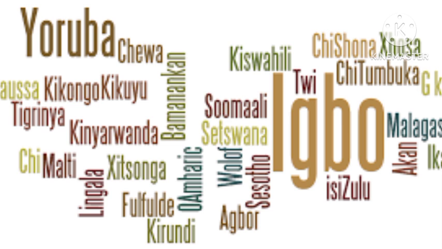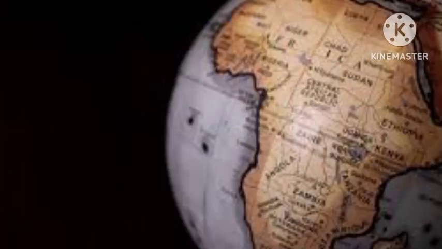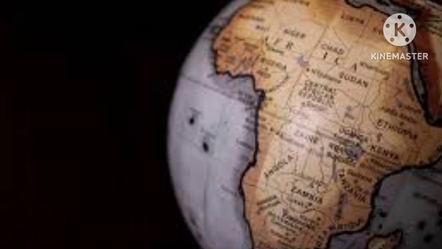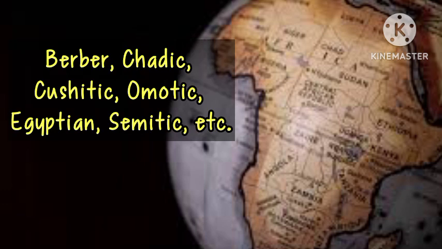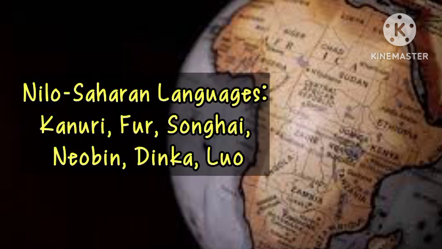The Afro-Asiatic languages are mostly spoken throughout North Africa. Some of them are Berber, Chadic, Cushitic, Omotic, Egyptian, and Semitic. Nilo-Saharan languages, some of them are Kanuri, Fur, Songhai, Nubian, Dinka, Luo, etc.